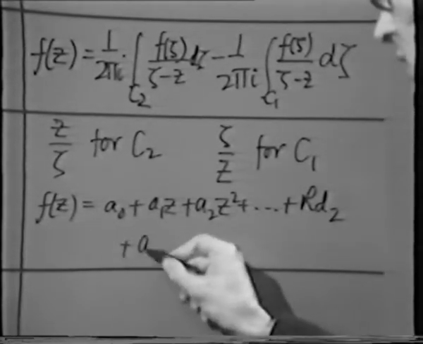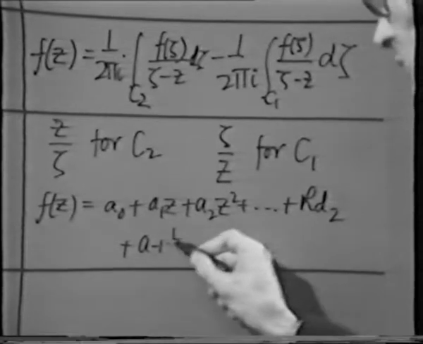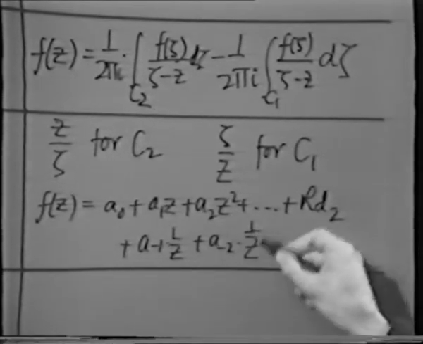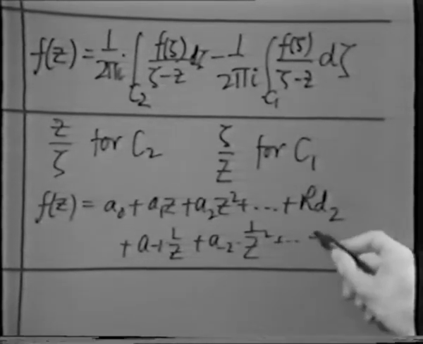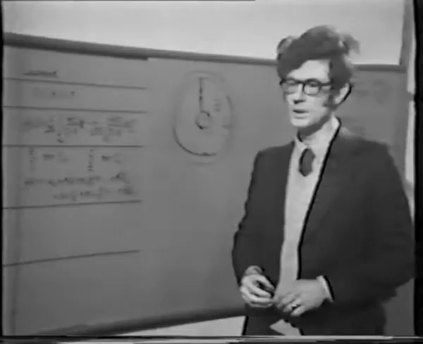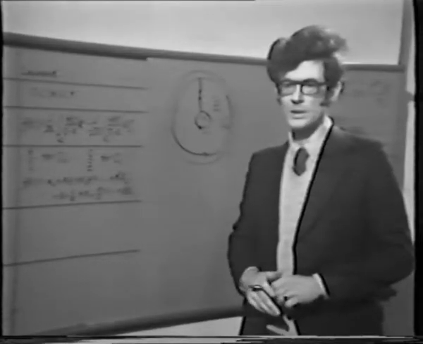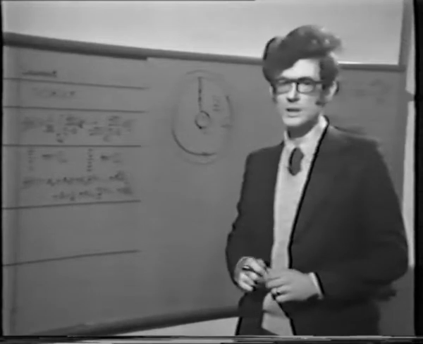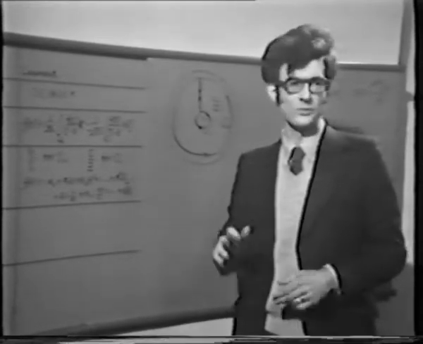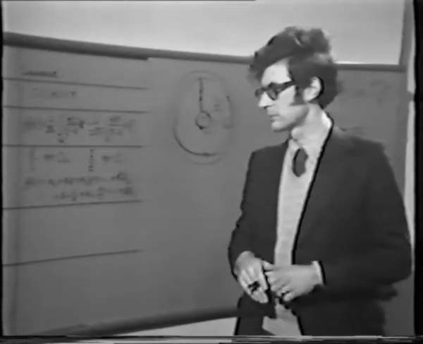So let's write that as a sub minus 1 times 1 over z, plus a sub minus 2 times 1 over z squared, and so on, plus another remainder 1, because it's to do with C1. Okay? So there we are. The coefficients a in there are complex numbers, but they're given in terms of integrals involving f around these circles.